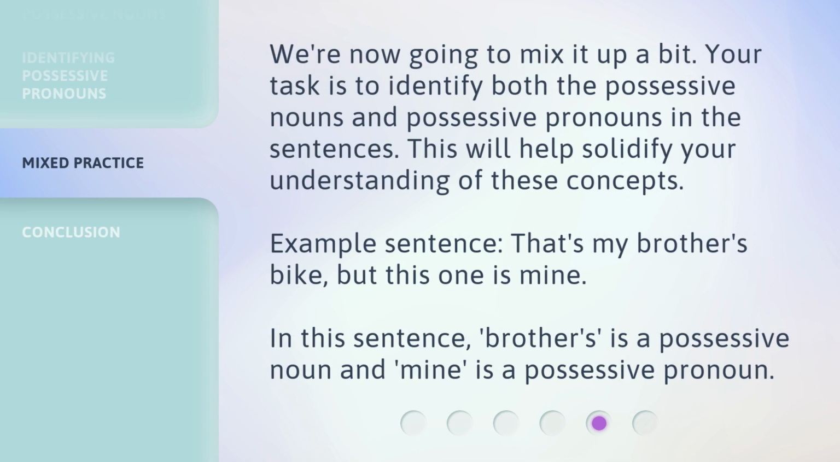We're now going to mix it up a bit. Your task is to identify both the possessive nouns and possessive pronouns in the sentences. This will help solidify your understanding of these concepts. Example sentence: That's my brother's bike, but this one is mine. In this sentence, brother's is a possessive noun and mine is a possessive pronoun.